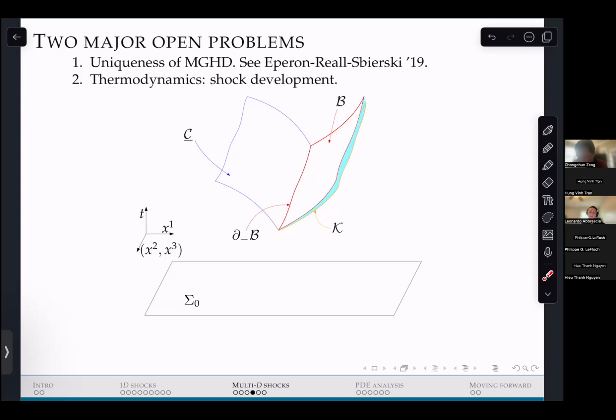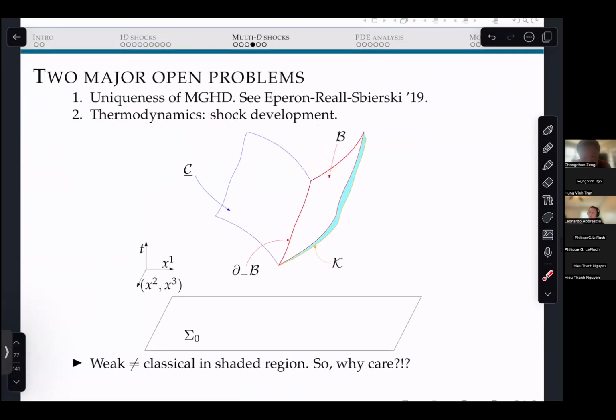Now, there's a bit of an issue here in the way that I drew it. You might say, hey, well, my solution is classical all the way up until the surface B, and in the true shock development problem, the laws of thermodynamics tell you that there must be a jump in between K and B. And so, in fact, the classical solution and the weak solution that are predicted as per the laws of thermodynamics, they disagree. The classical solution disagrees with the physical solution between K and B.